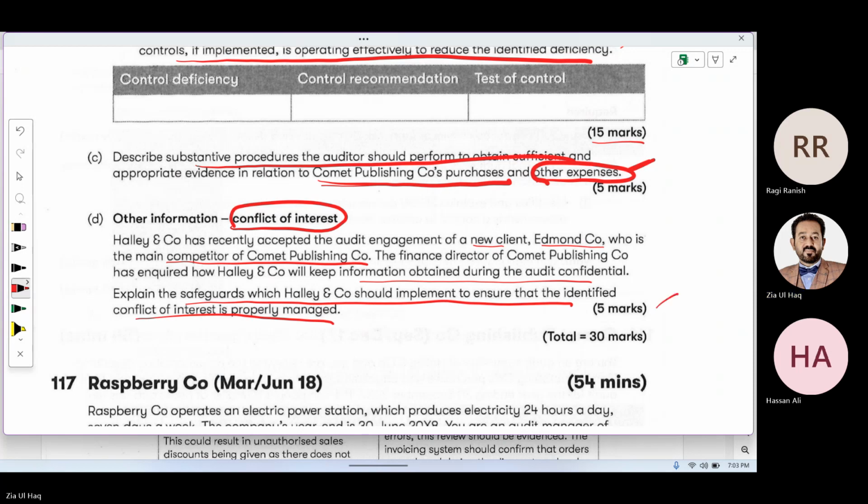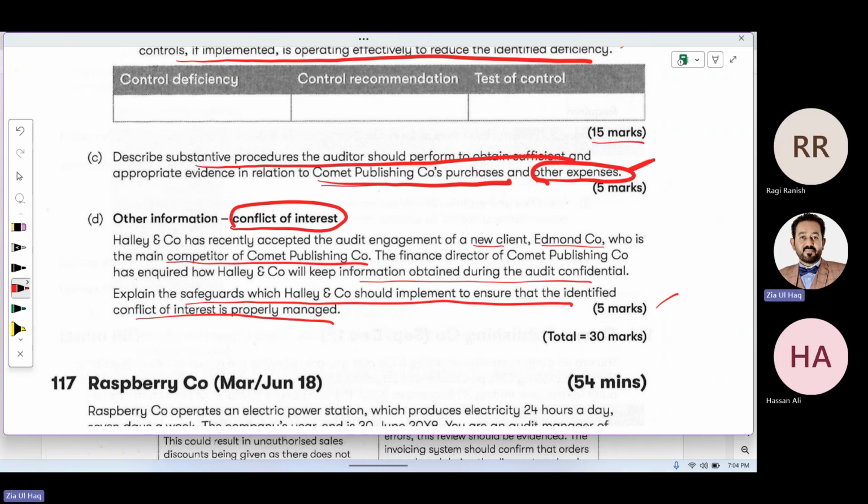We need to take permission from both client companies first. If they agree, we need to arrange a separate audit team for Comet, separate team for Edmond. Teams should be arranged from different audit firm offices. There should be a written agreement signed between audit team members not to disclose confidential information to each other. And if either of the clients disagrees, then we can continue with one. Either we should continue Comet and decline Edmond, or if we accept Edmond, then we should resign from Comet. For 5 marks, easy 5 marks.